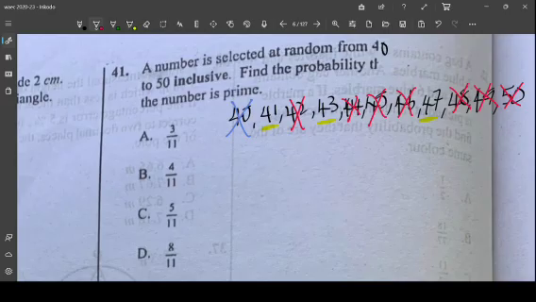So what is going to be the probability? First of all, how many numbers satisfy the condition? 1, 2, 3, that is 3 over the total numbers. So how many numbers do I have here? If you count from 40 to 50, you have 1, 2, 3, 4, 5, 6, 7, 8, 9, 10, 11 numbers. The probability is 3 over 11.